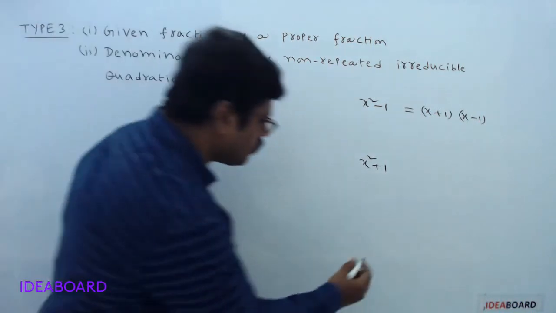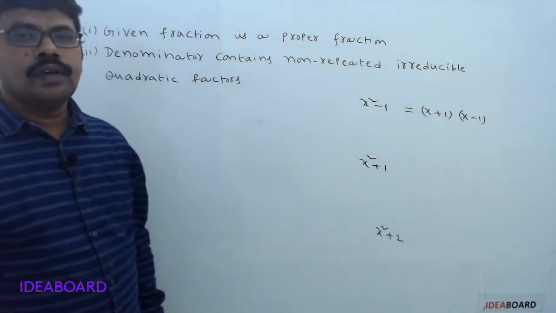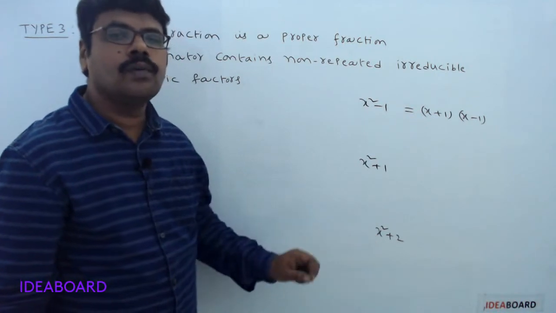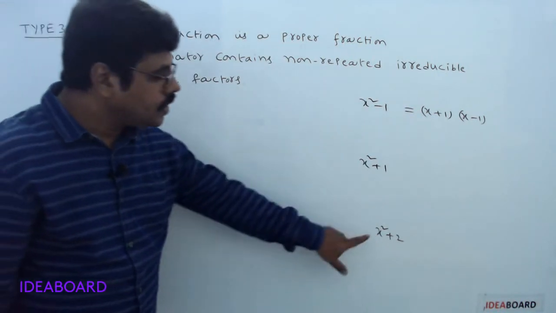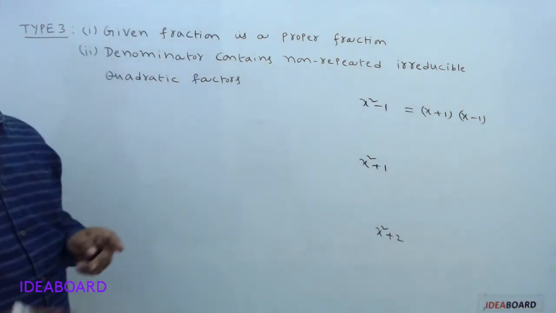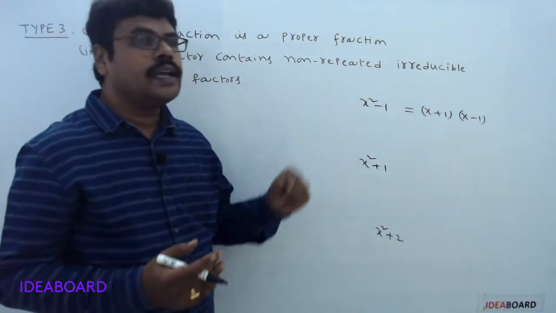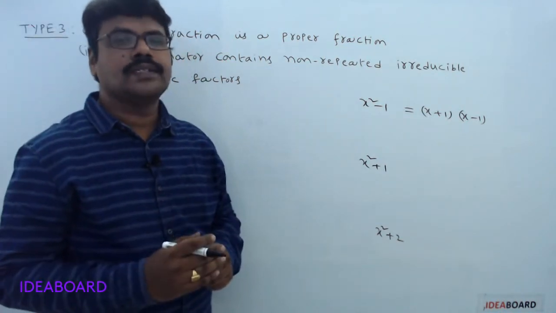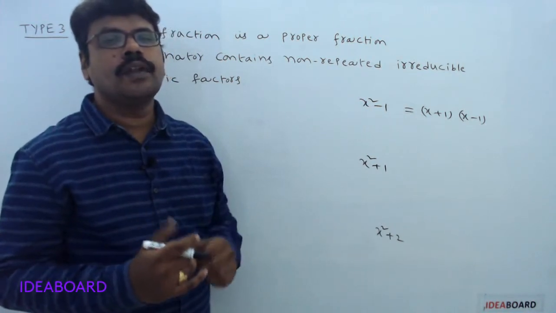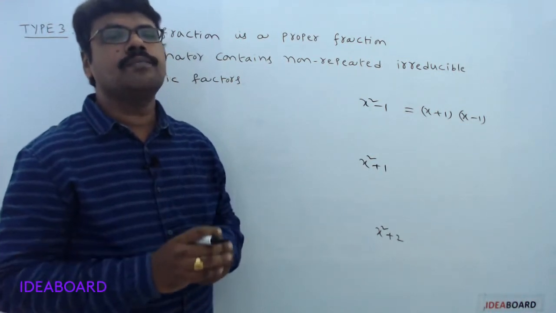Now take one more example, x square plus 2. Here also we cannot reduce it into a product of two linear factors, so it is also called an irreducible quadratic factor. Now how do we know whether a second degree expression represents a reducible or an irreducible quadratic factor? For that, I will tell you a simple trick.